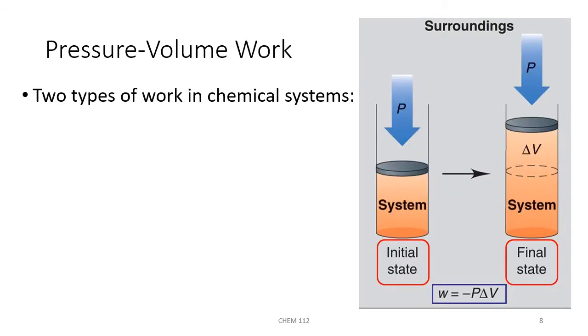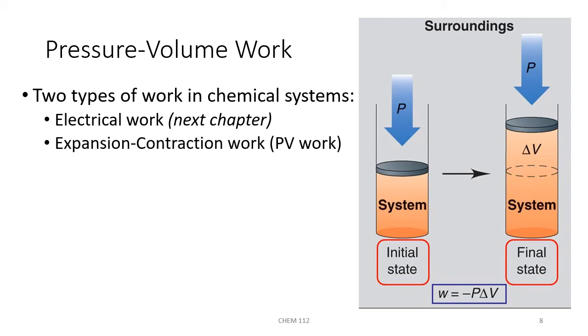An important type of work is known as pressure volume work. There are two types of work in chemical systems: electrical work, which is the focus of Chapter 17 over electrochemistry, and expansion-contraction work, which is just another name for pressure volume work, or PV work for short. Pressure volume work is important when discussing gases.